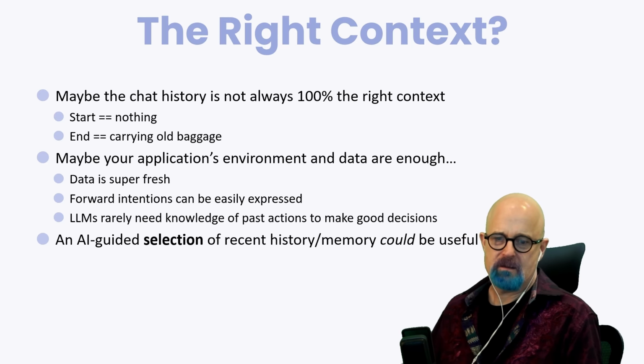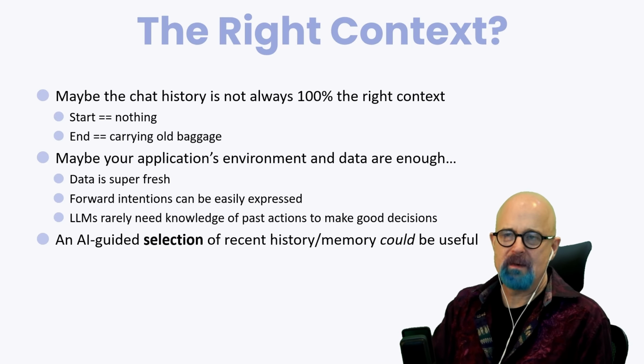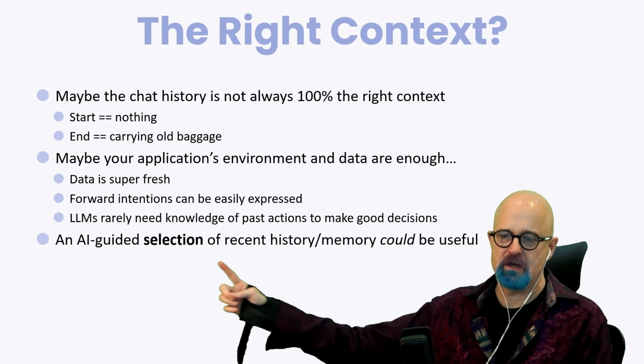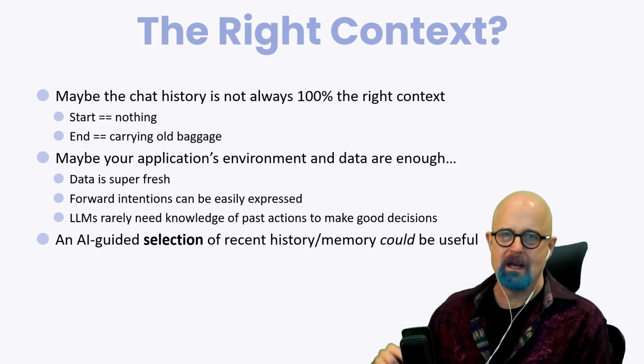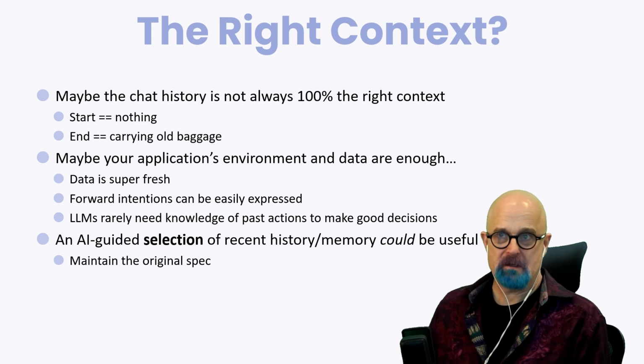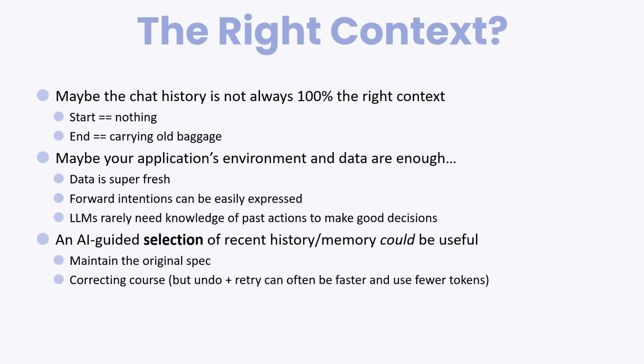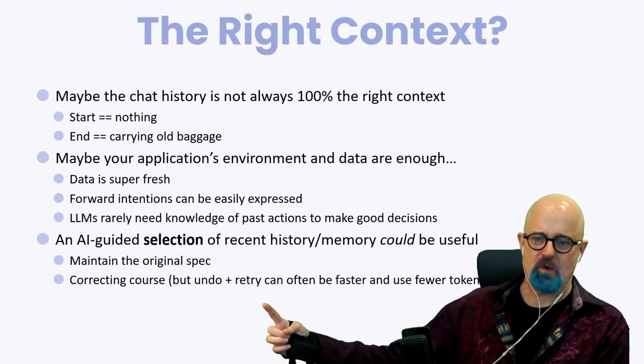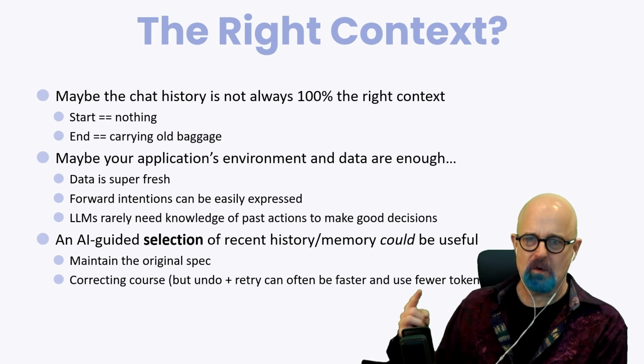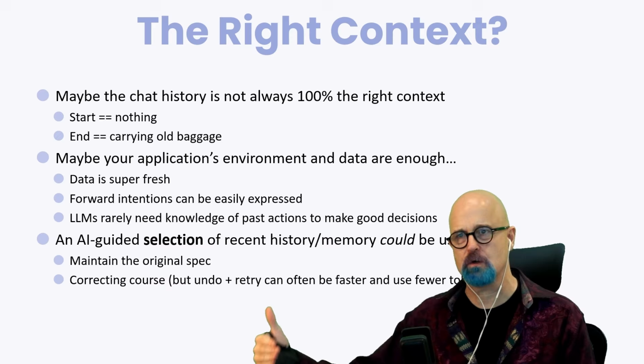And if you really thought that was important, you could implement an AI-guided selection of recent history or memory. That could be useful. It can help you maintain the original spec, and it could be useful for correcting course, where you say, no, not like that. Do it this way instead. However, undo and retrying can often be faster and use fewer tokens than trying to correct the course.